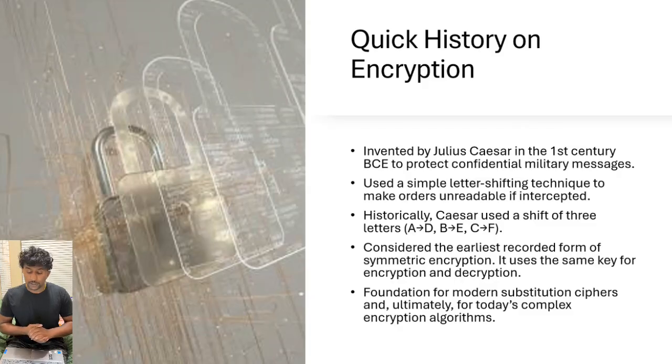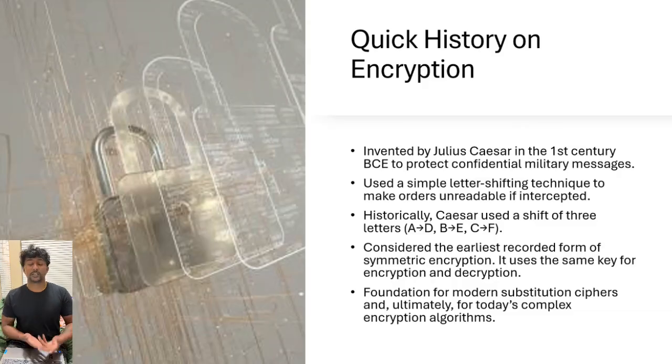So, some quick history on the encryption. The earliest recorded form of symmetric encryption was invented by Julius Caesar in the 1st century BCE to protect confidential military messages. He used a simple letter shifting technique to make military orders unreadable if they were intercepted by the enemy. Historically, Caesar used a shift of 3 letters.